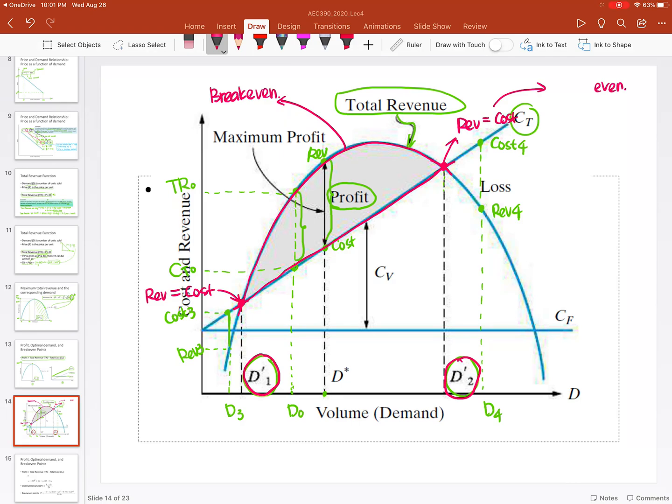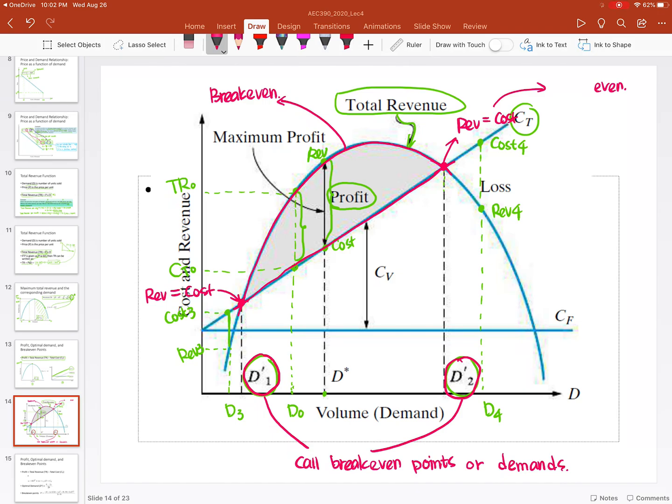And the D1 prime and D2 prime, they also have a name. They're called break-even points or demands. Break-even demands, okay? So when we say break-even demands, it's a range. It's a range between D1 prime and D2 prime. It's the range of this gray area, okay? It's a range of the demand where you can make profit, where your profit is bigger than zero.